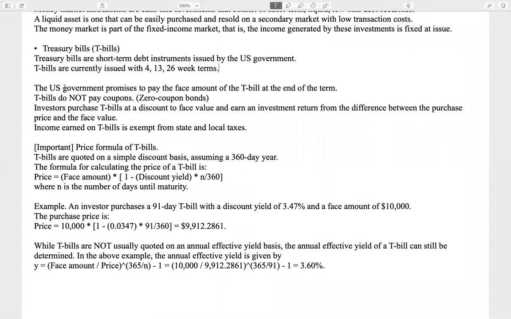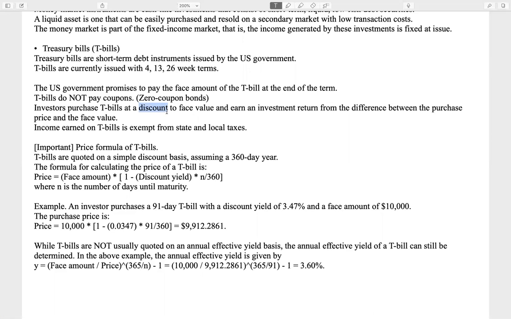For Treasury bills, they are the so-called zero coupon bonds, meaning they do not pay you any interest in between, but rather the government promises to pay the face value back at the end of the term. So let's say if you purchase a 4-week Treasury bill, at the end of 4 weeks, you will receive the face amount. Okay, so that's everything. Since there are no coupons, investors buy Treasury bills at a discount.